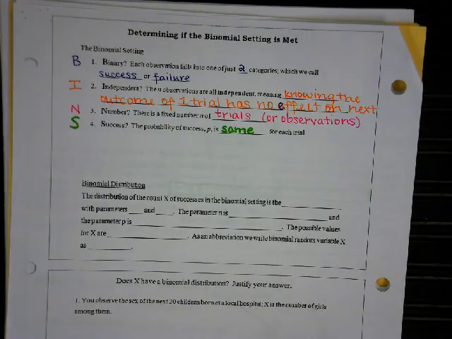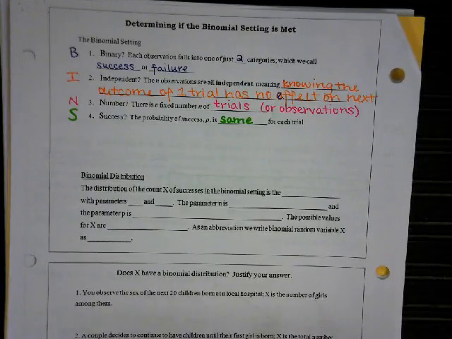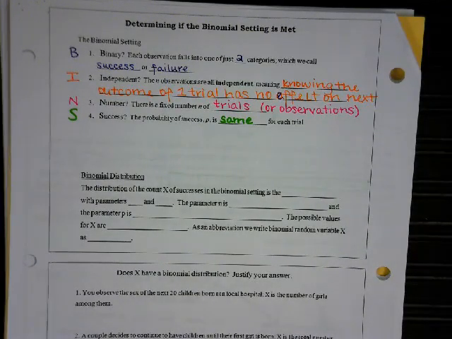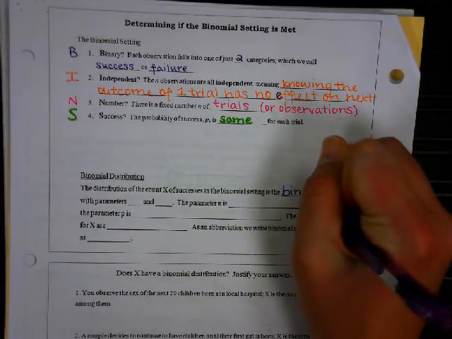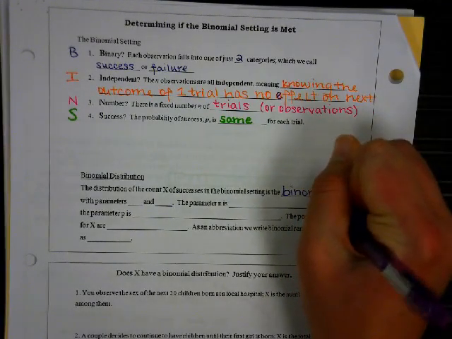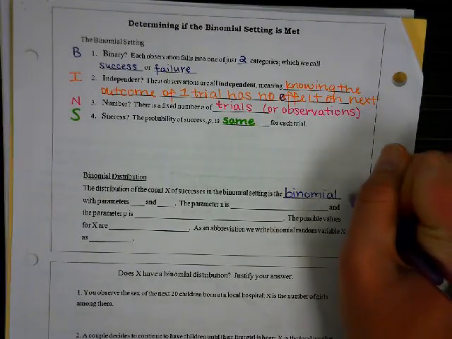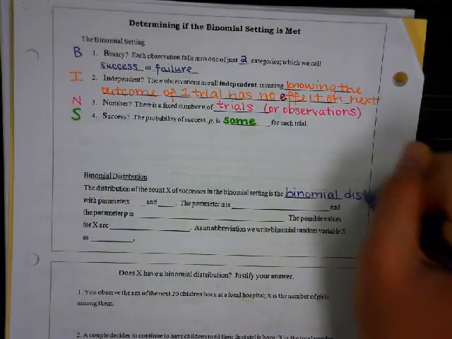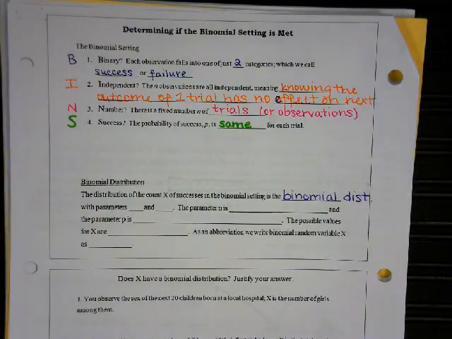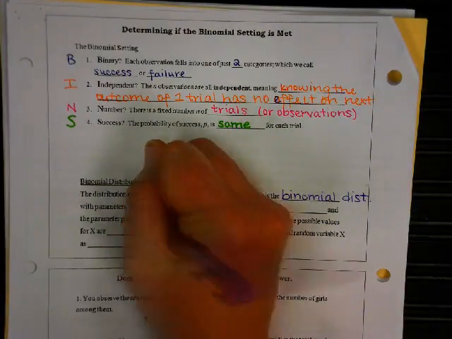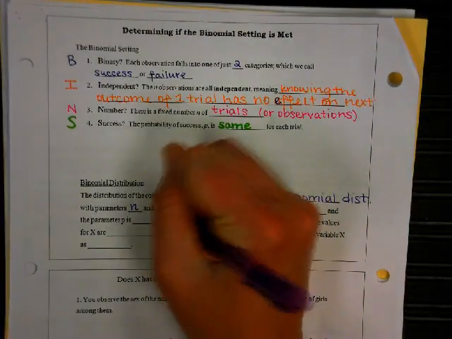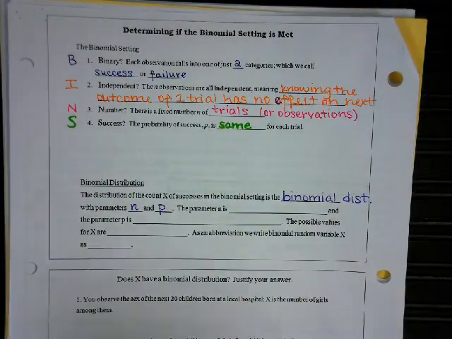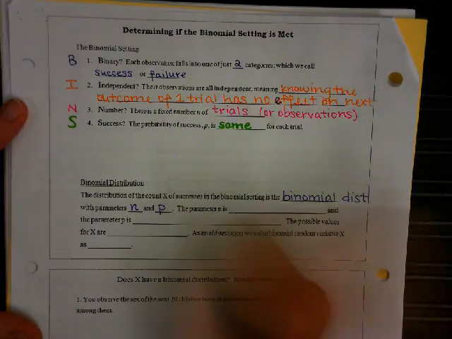So a binomial distribution is the distribution of the count X of successes in the binomial setting. Binomial distribution. And we have certain parameters. N, which is the fixed number of trials or observations, and P, which is the probability of success, which is the other fill in the blanks.